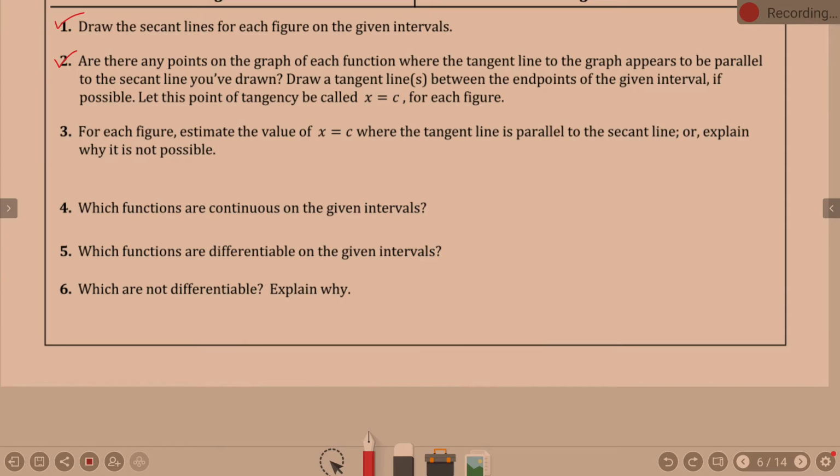Okay. For each figure, estimate the value of x equals c where the tangent line is parallel to the secant line, or explain why it is not possible. We're just going to go through. We've pretty much already done this, haven't we? Because as I went through, we kind of talked about it and listed them. But on figure 1, what were my c values there? We had 2, if I recall correctly. We had points of tangency at approximately 2.5 and 7.2. Okay. What about figure 2?